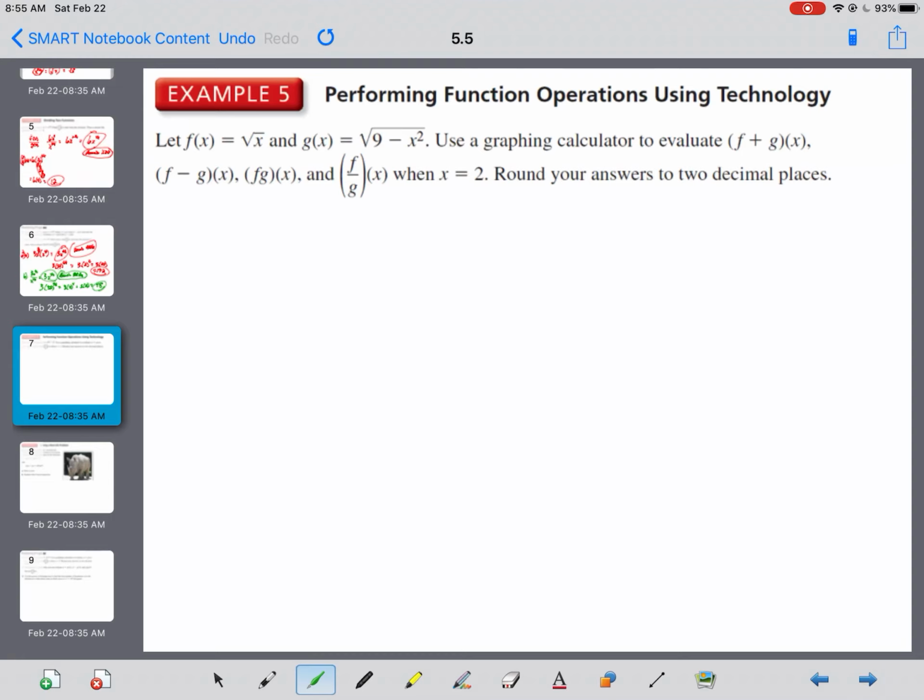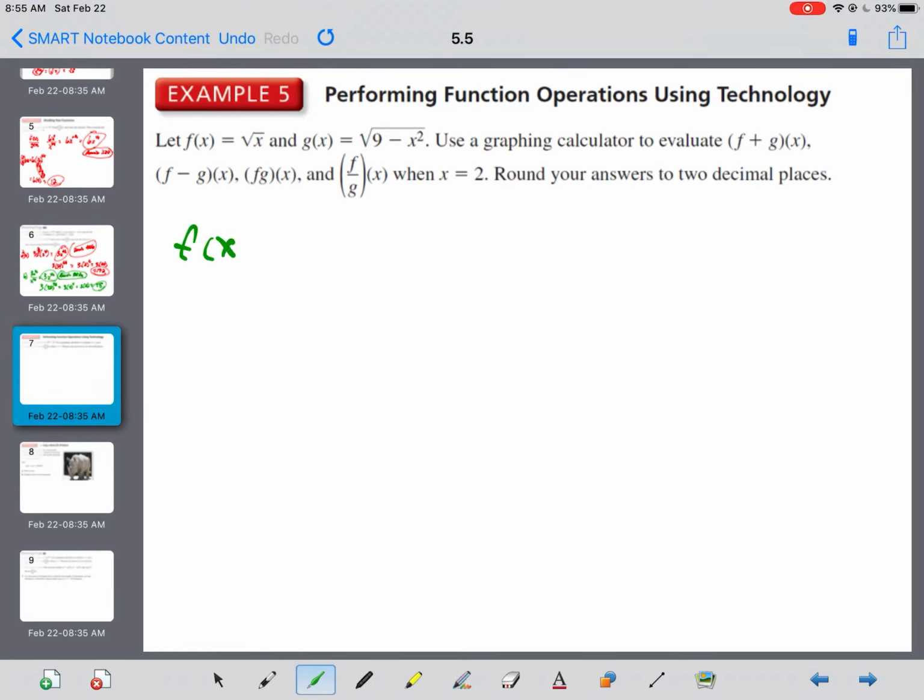Performing function operations using technology. You can actually use the graphing calculator. Desmos doesn't work so good for this. I haven't figured out how to do it on Desmos at all yet. But your TI-84 calculator does do this, so I'll show you how to do that. You can type these into the calculator, and then you can use it to do all of the function things you want to do.